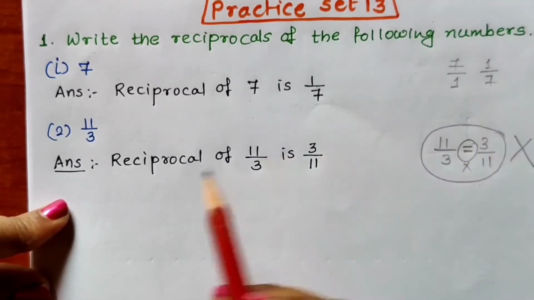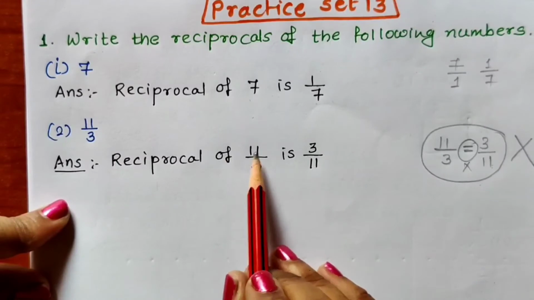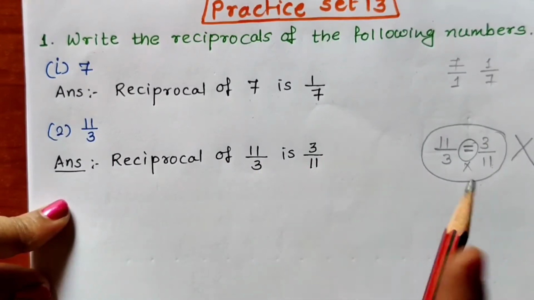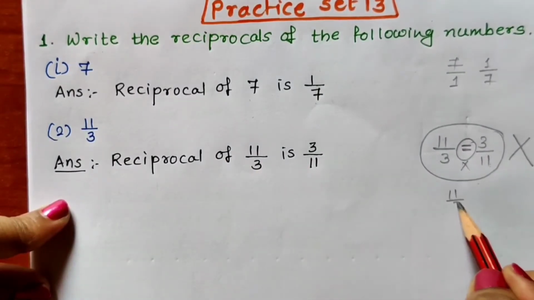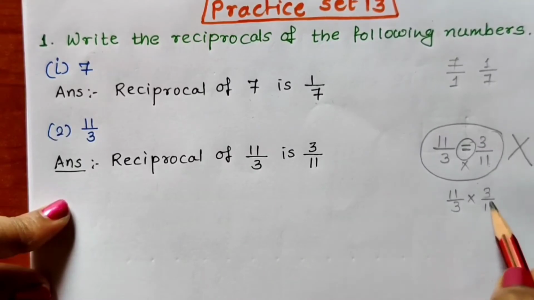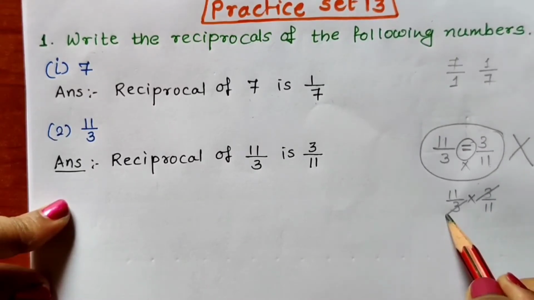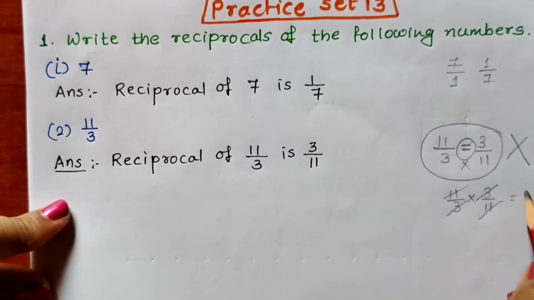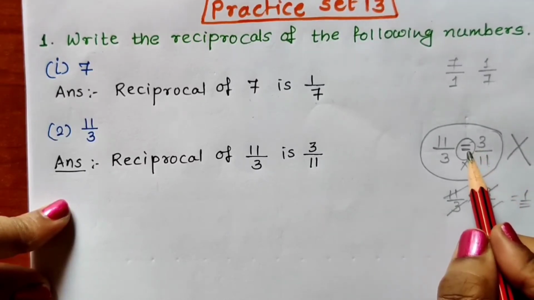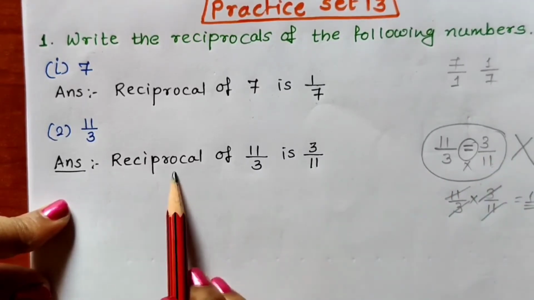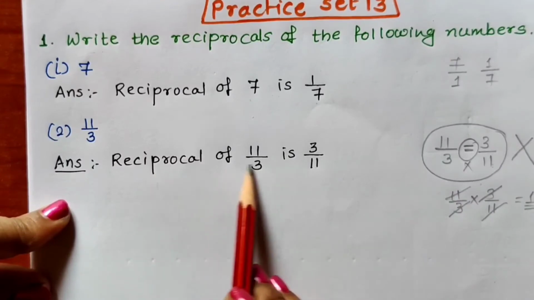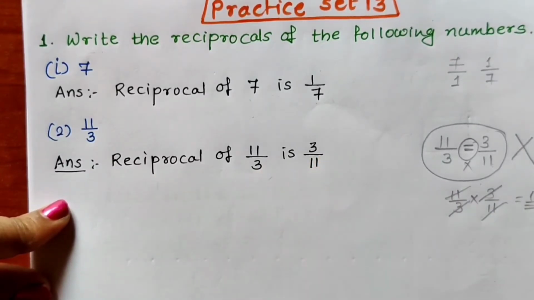These are the reciprocals. These are numbers that when you multiply them, the answer is 1. When we multiply 11 upon 3 into 3 upon 11, the answer is 1 because 3 is cancelled, 11 is cancelled, and we get the answer 1. So never write the equal to sign. You have to write in sentence format. Reciprocal of 11 upon 3 is 3 upon 11. In this way you have to write the answer.